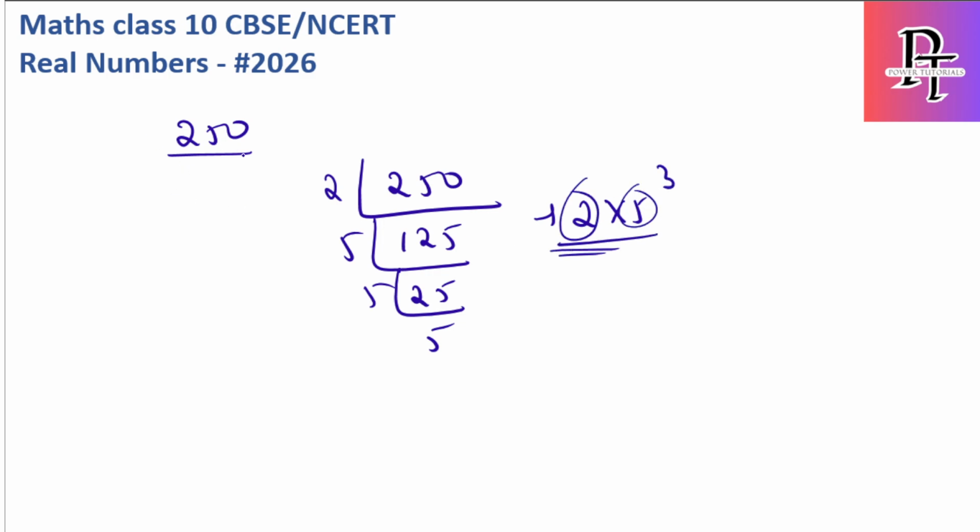Hence this number is ending with 0. But for 4 power n, we don't have the 5. We should have at least one 2 and one 5 factor, then only the number will end with 0.